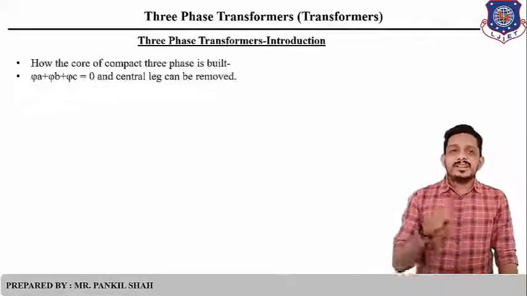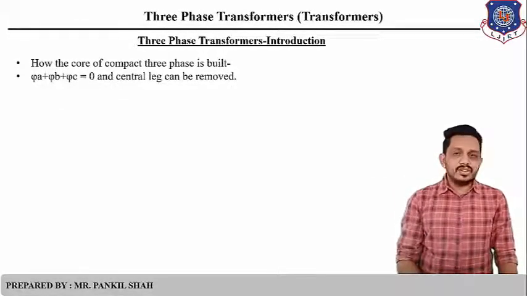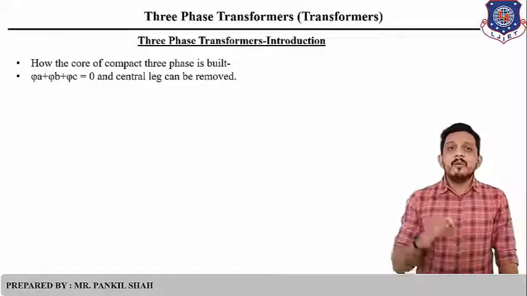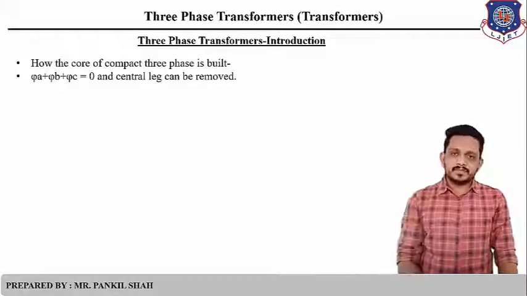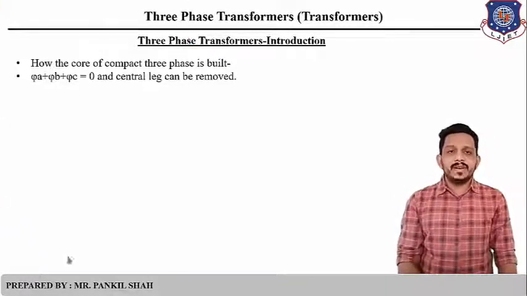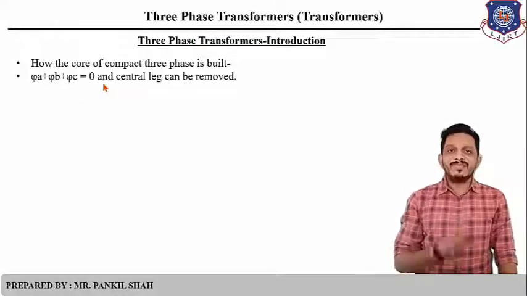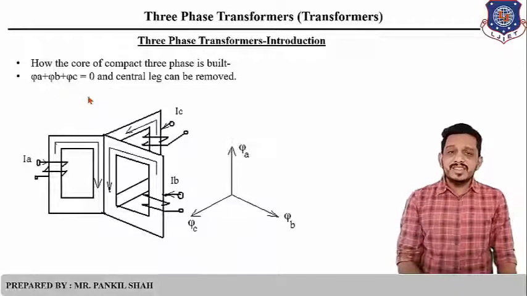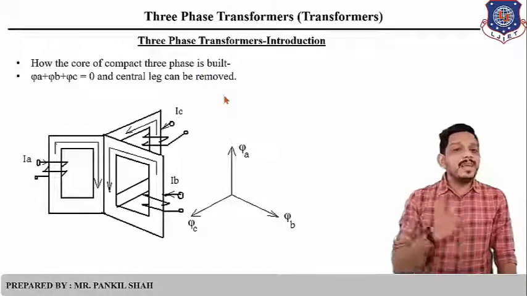Now let's see the three-phase transformer's construction. We can see how the core of a compact three-phase transformer is built. Three windings will be there, so three fluxes will be there, and these three fluxes are phi A, phi B, and phi C. The sum of these fluxes, phi A plus phi B plus phi C, is equal to 0, and we can say that the central leg can be removed.